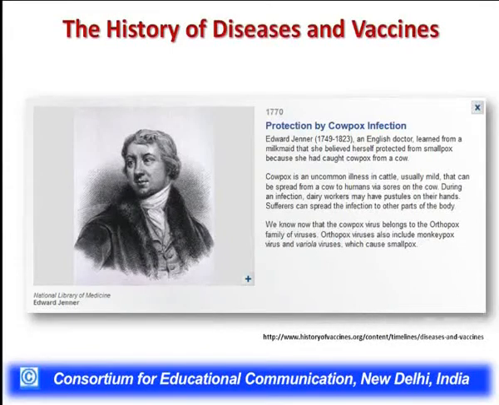Cowpox is basically an uncommon illness in cattle, usually mild, that can be spread from a cow to humans via the source of the cow. During an infection, the dairy workers may have pustules on their hands. Sufferers can spread the infection to other parts of the body. So cowpox is a very mild kind of disease. Subsequently, it was found that the cowpox virus belonged to a family of viruses called orthopox. Orthopox family viruses also include the monkeypox virus and the variola virus, which causes smallpox infection.